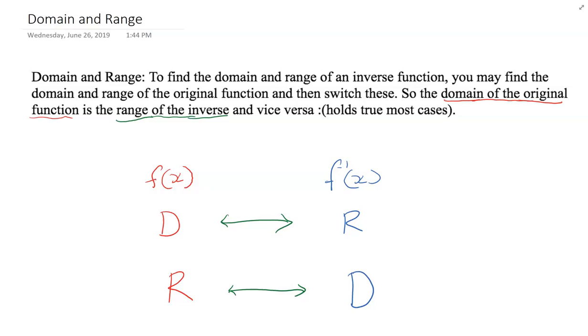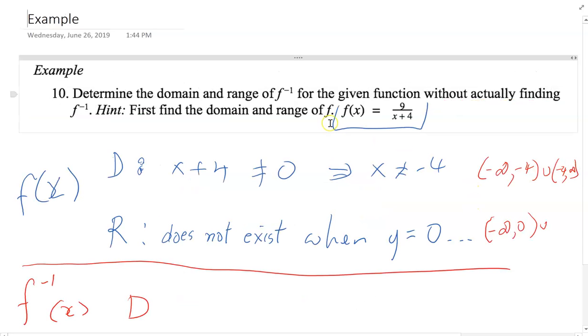So, in a little nutshell, we have f of x, the domain is the range of f inverse of x, and the range of f of x is the domain of f inverse of x, and vice versa. Okay, so let's look at a brief example. Determine the domain and range of f inverse for the given function without actually finding f inverse.